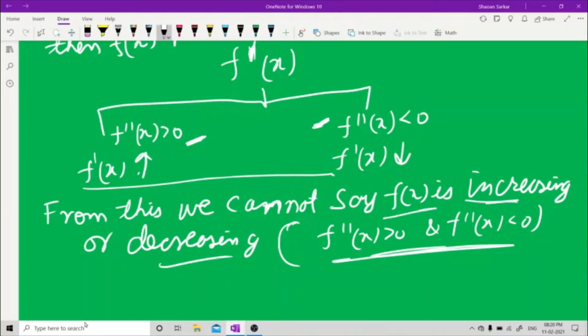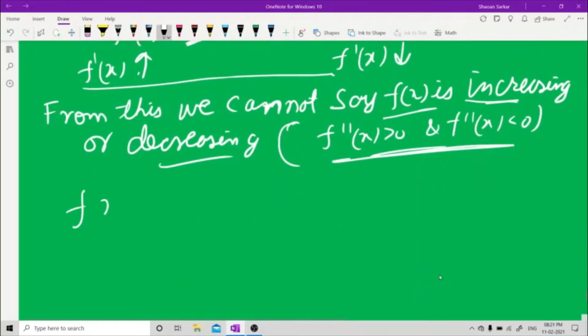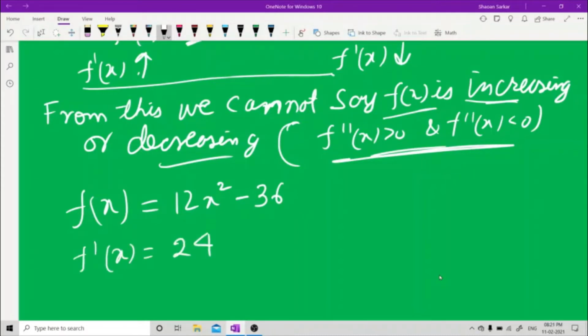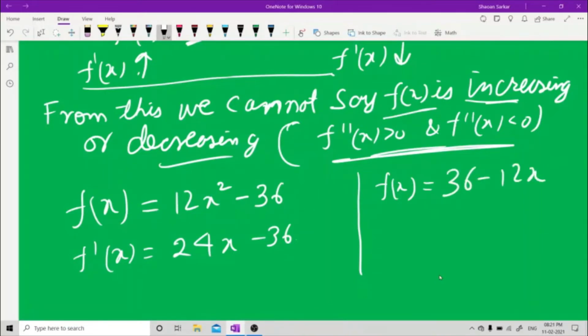Right? But see one thing. Let me first take an example and then make you understand. Let's take an example and understand this concept. Let us say f(x) is 12x square minus 36, right? Now I take f'(x), that is 24x, right? And I take another function like this, f(x) is 36 minus 12x square. So f'(x) here is 36 minus 24x.